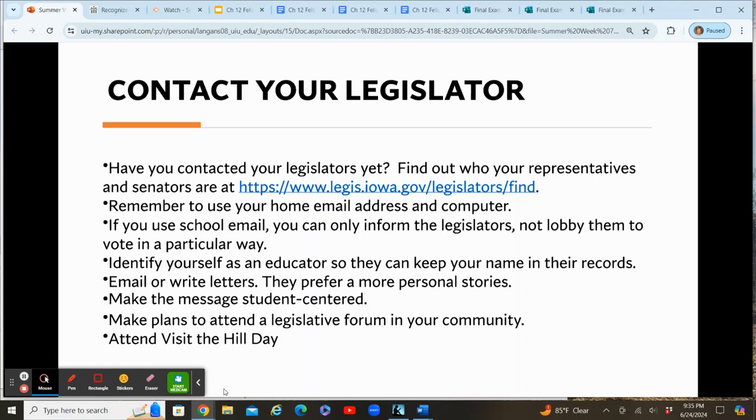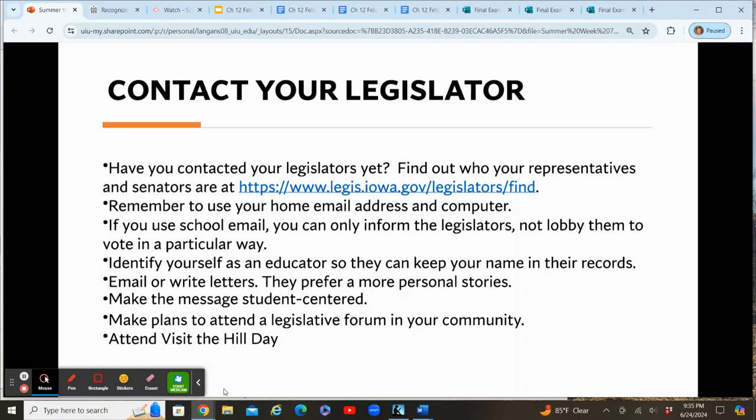The only thing you would ever use your school email for is if you're maybe inviting them to a meeting to talk about certain things like that. But otherwise, you always want to use your home email. Make sure you identify yourself as an educator so they can keep your name in the records and that they know how many educators are contacting them.